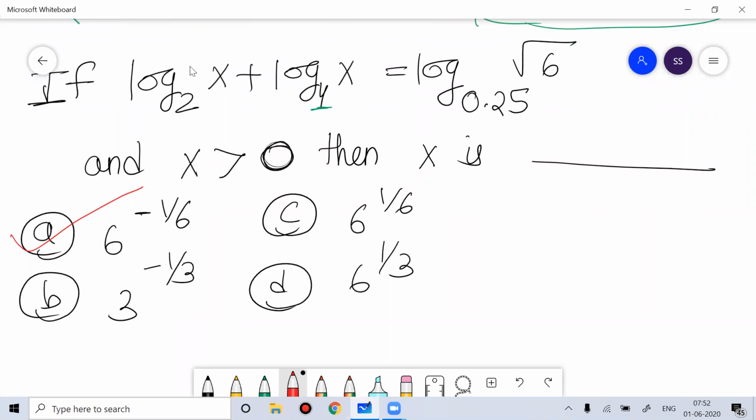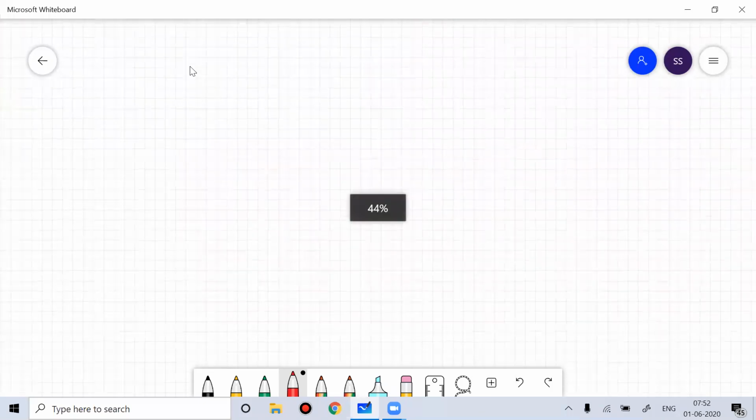Okay. Not at all a difficult problem. Step by step you can do it, and you can get the answer very easily.